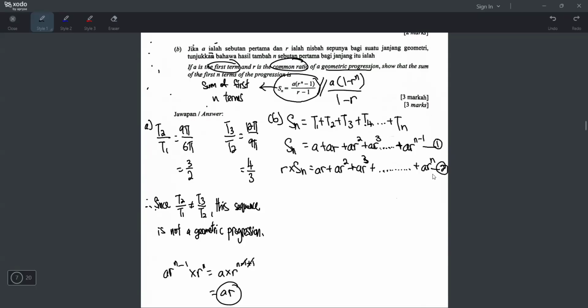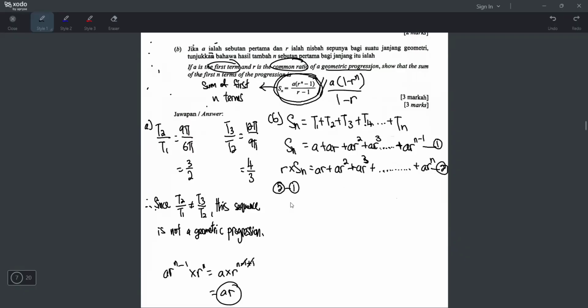Now I will call this equation 2. And now we will take 2 minus 1 or 1 minus 2. Okay, listen. If you are trying to prove this formula, the R minus 1 version, you should take 2 minus 1. But if you're trying to derive the other one, the 1 minus R version, then you take 1 minus 2. Okay? But in this question, they want us to derive the R minus 1 version.